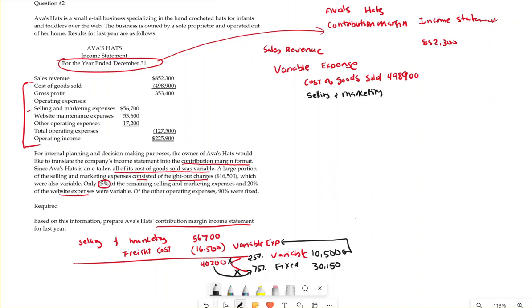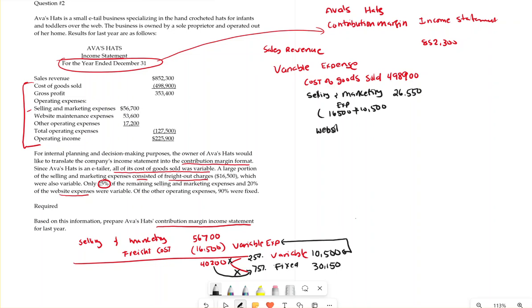Let's do that. I have 16,500 and I have 10,500. Those are the two that I'm going to add together. In this case, it will be 26,550. Then we're looking for website maintenance expense.